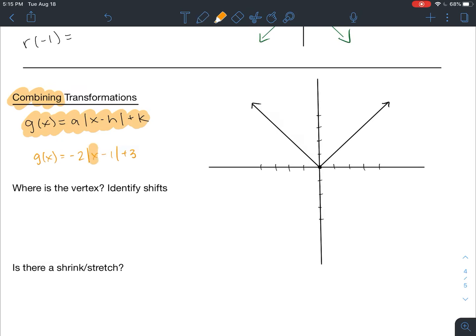Well, right here we have something inside our absolute value function. We have a -1. We're subtracting a 1. And since it's inside, we're going to read it backwards, right? So we have a horizontal shift to the right 1 unit. Alright, now we have a k right here, and it says +3. So this is a vertical shift up 3 units.